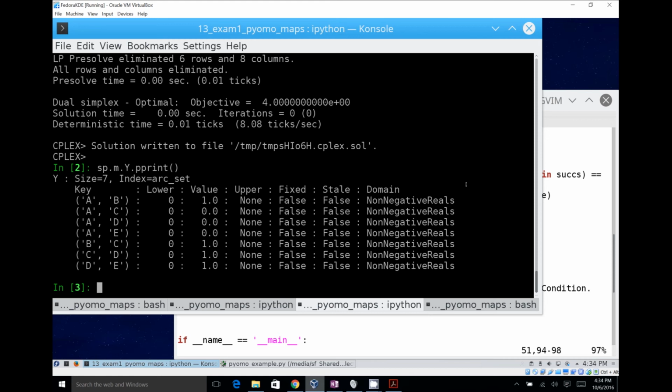So y from A to B is 1, y from B to C is 1, from C to D is 1, and from D to E is 1. So that's going to actually define the shortest path for this shortest path problem.